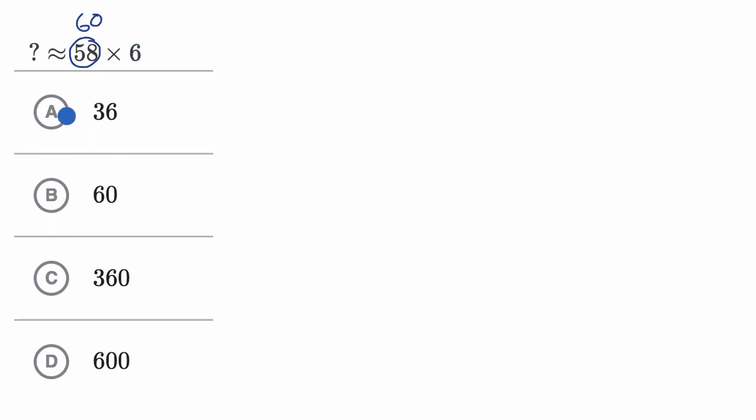If we're just estimating, what would 60 times 6 be? Well, you could view 60 times 6 as 6 times 10 times 6, which you could also view as 6 times 6 times 10. And what's 6 times 6? That's 36. And then 36 times 10 is 360. So I would go with that choice right over there. Notice these other choices aren't anywhere close to that, so we feel pretty good about our estimation.